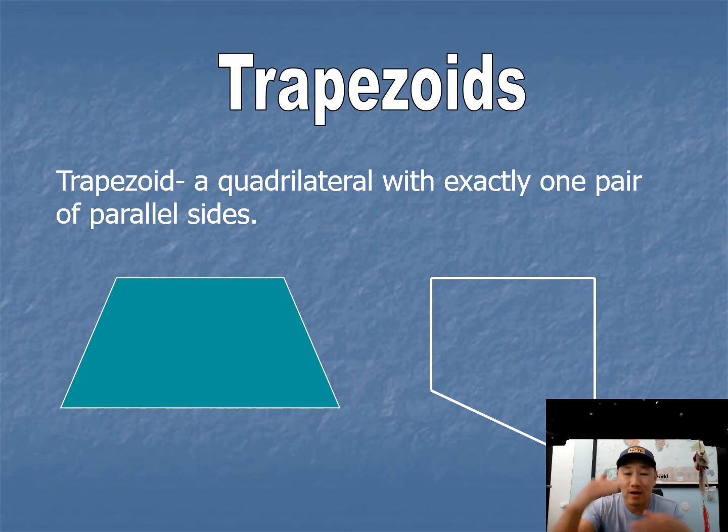So remember, parallelograms had 2 pairs of parallel sides. With a trapezoid, you're only allowed to have 1 pair. So this side is parallel to this side, and these 2 sides are not parallel. Sometimes they're drawn differently, like this over here. Notice that these 2 sides are parallel and not the other 2. So only 1 pair of opposite sides can be parallel, not both.